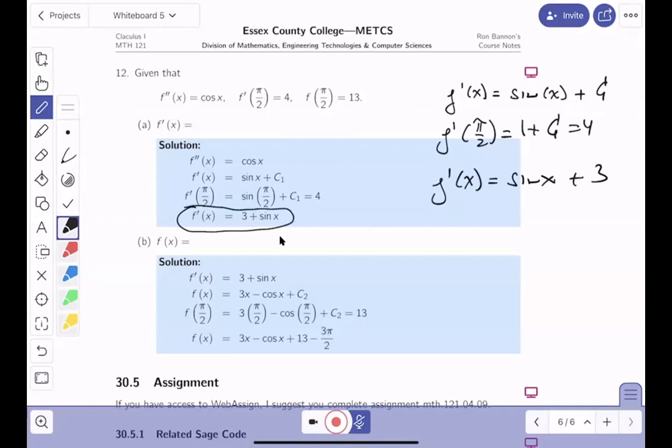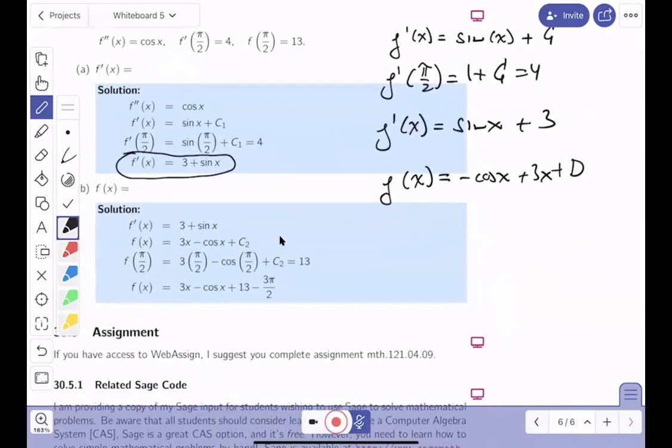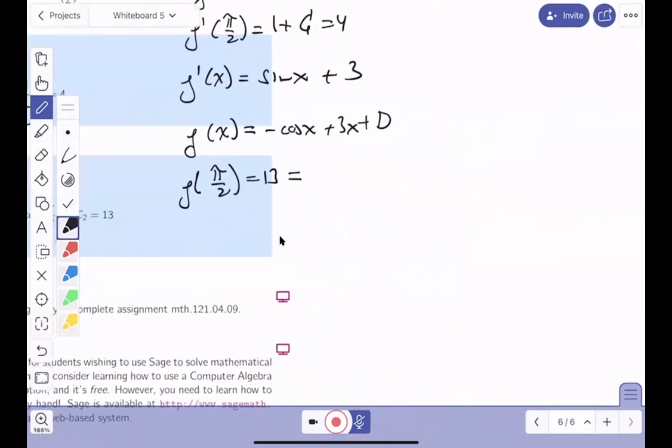All right, let's go backwards again. And let's see if we can do that. F of x. Well, that would be minus cosine x, right? Plus 3x plus d. And they say f of pi over 2 is 13. Well, it's going to be a little tougher, isn't it? So what's the cosine of pi over 2? It's 0, right? So it's going to be 3 pi over 2 plus d. So I think I can get d. D is going to be 13 minus 3 pi over 2.